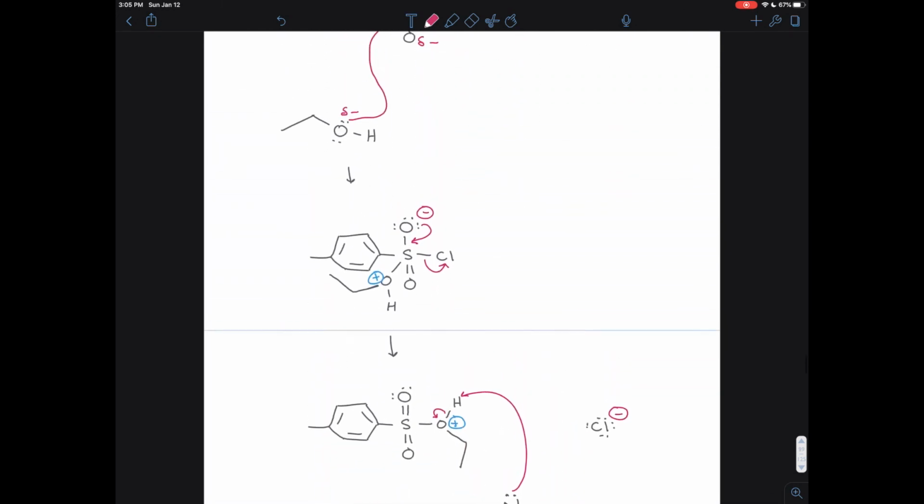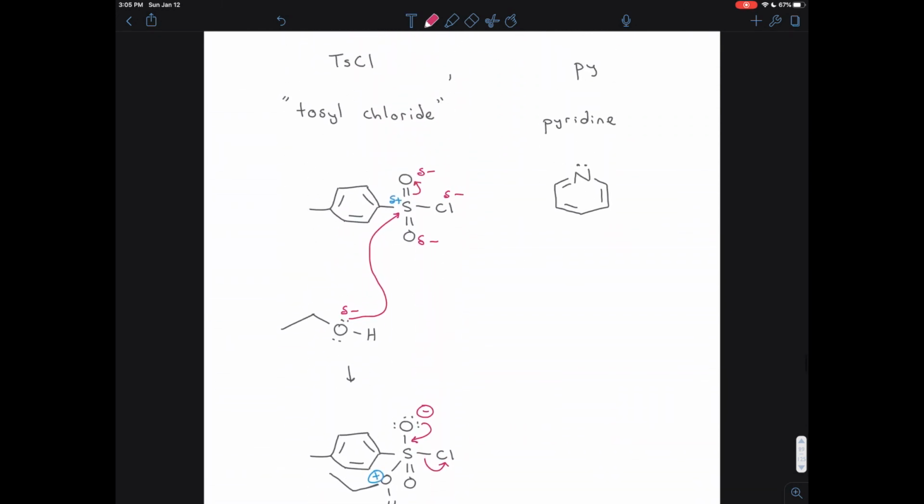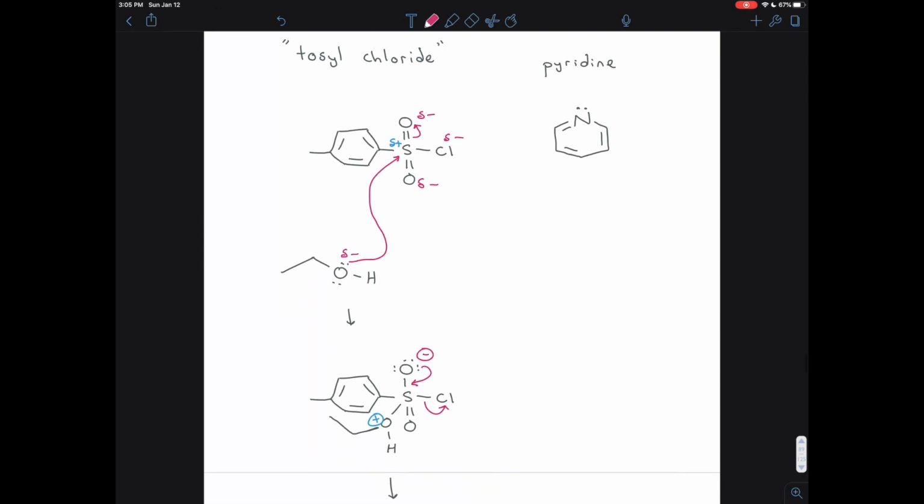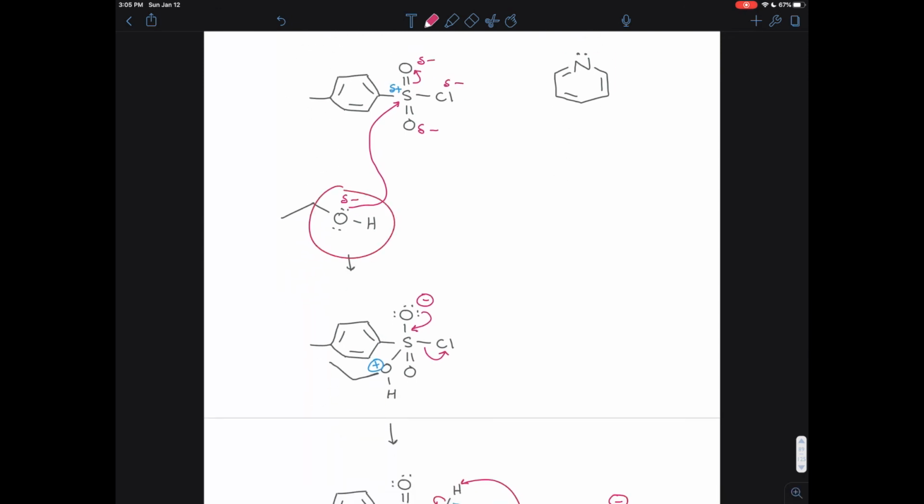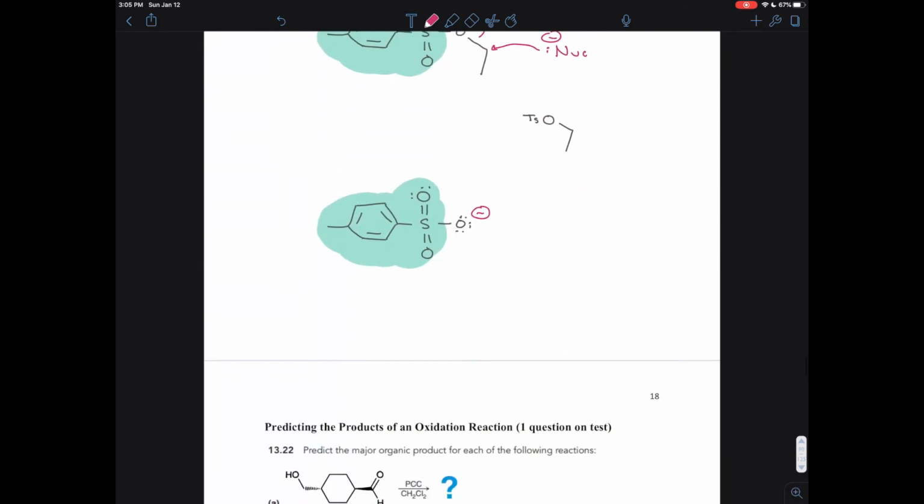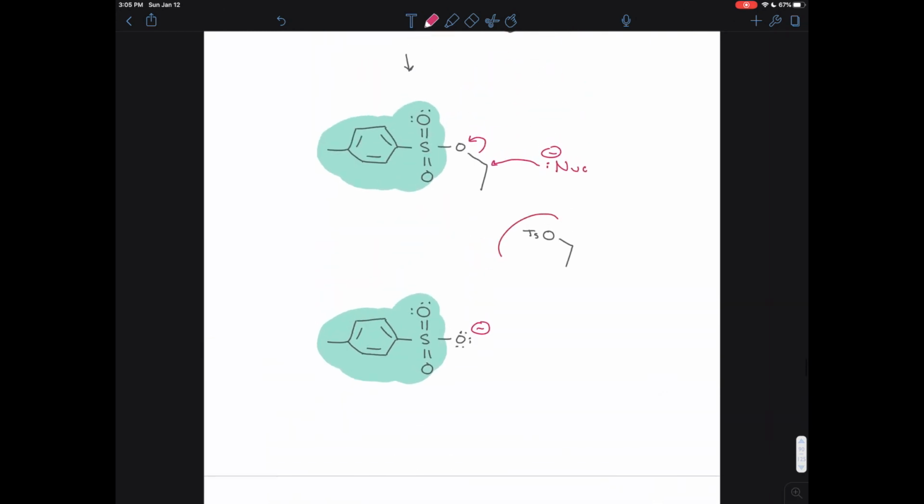So that's sort of the mechanism behind how this Ts, this tosyl chloride, and pyridine can turn an alcohol, which is a terrible leaving group, into a tosylate, which is a much better leaving group here.